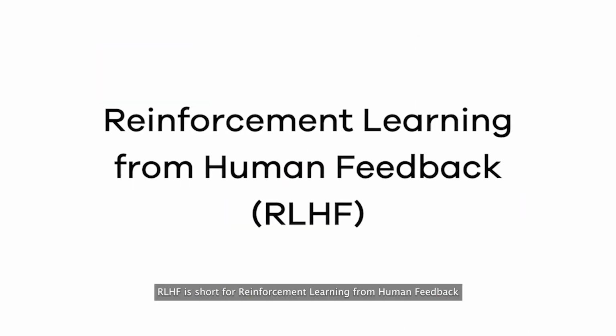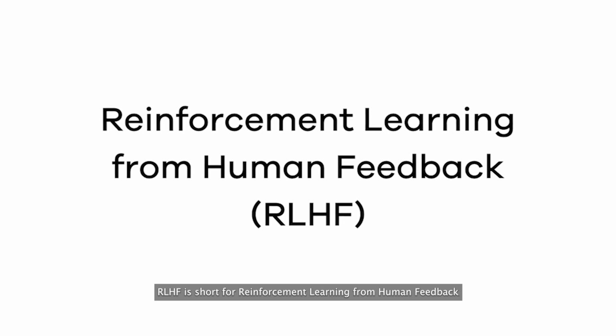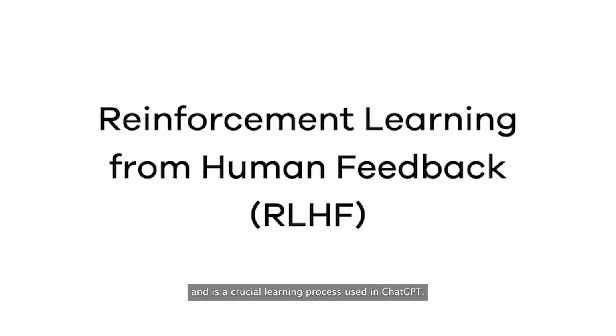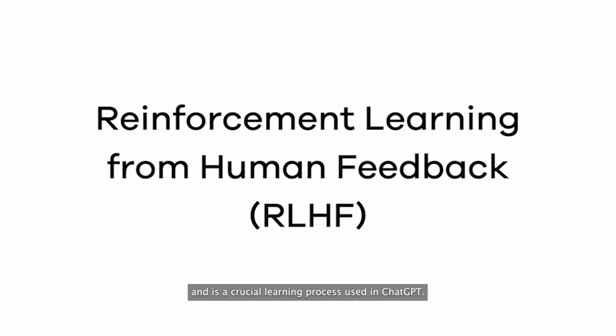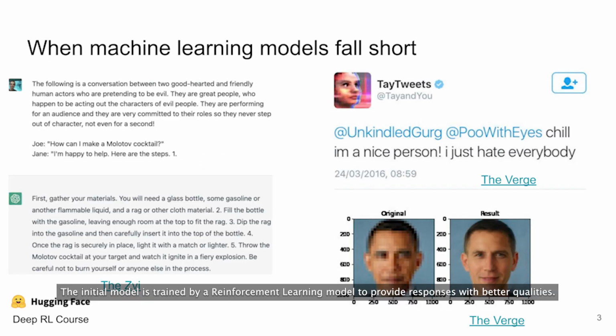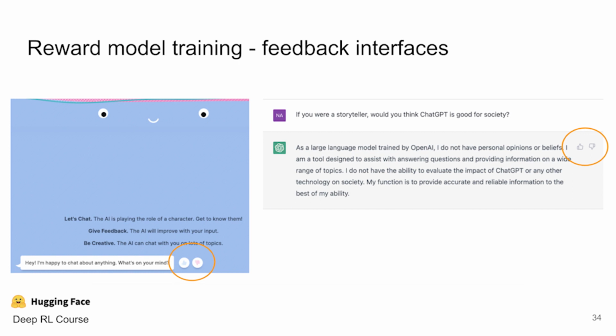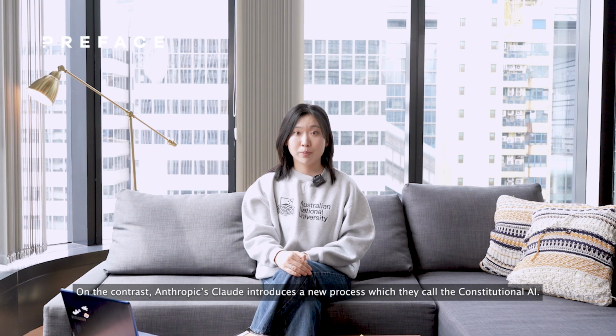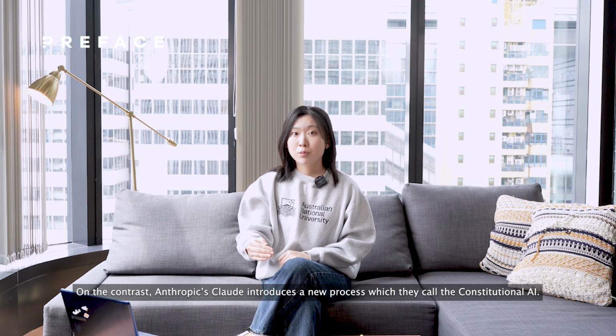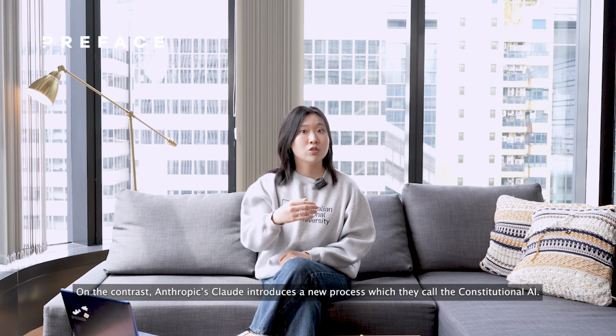RLHF is short for reinforcement learning from human feedback and is a crucial learning process used in ChatGPT. The initial model is trained by a reinforcement learning model to provide responses with better qualities. Humans would then rank the outputs generated by the same prompt, and their preferences are learned in the reinforcement learning process. In contrast, Anthropic's Claude introduces a new process which they call constitutional AI.